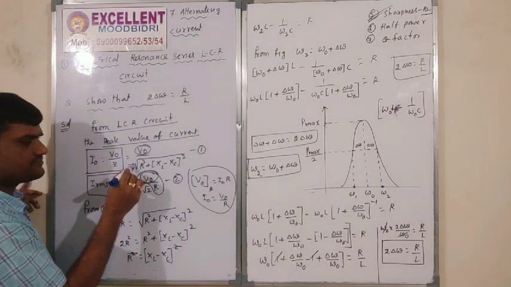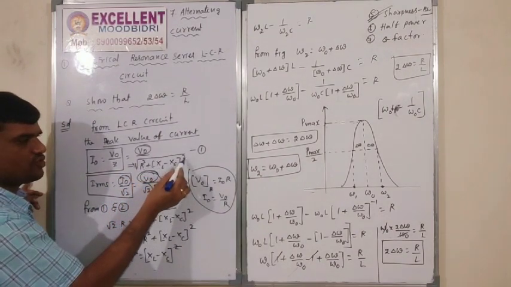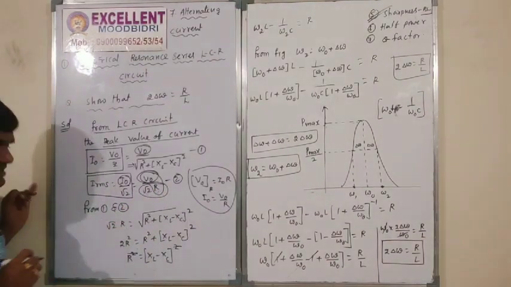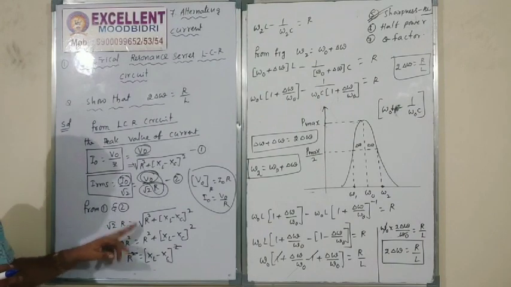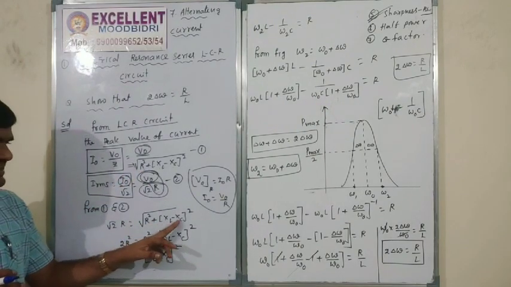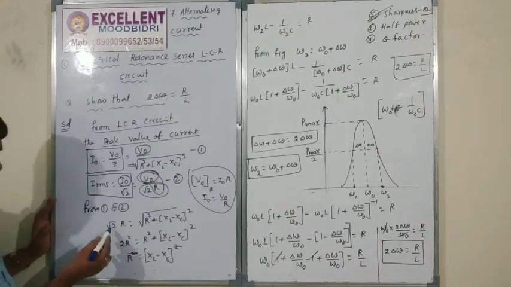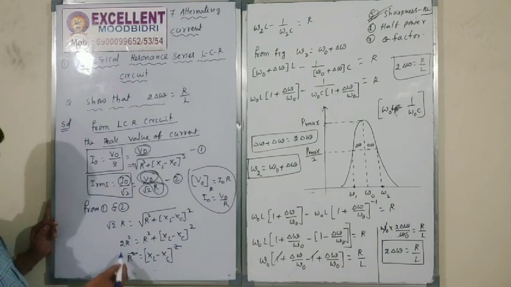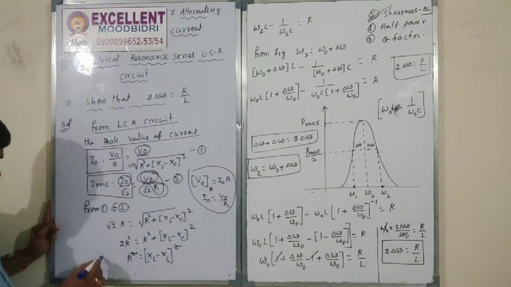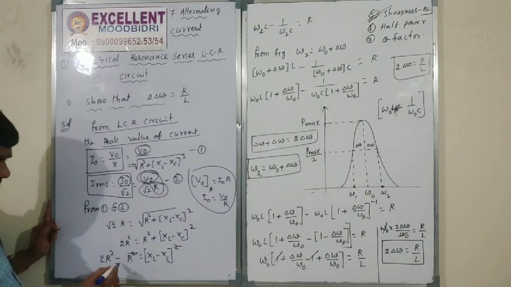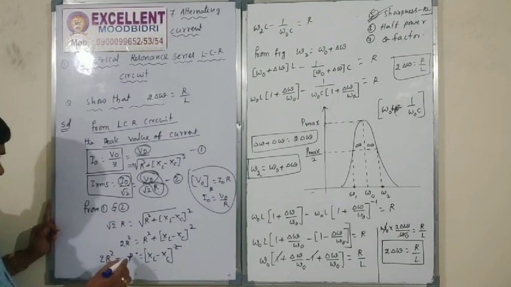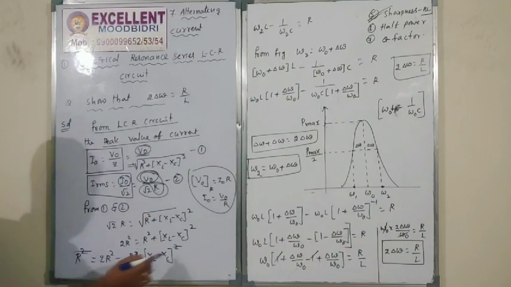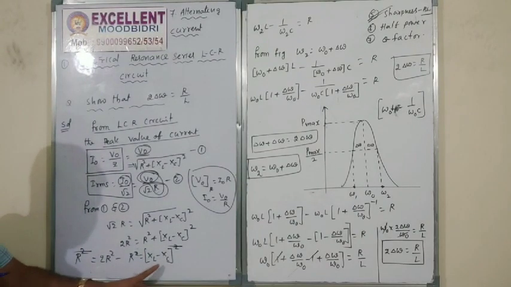Now the denominators: root over R square plus XL minus XC whole square is equal to root 2 into R. Squaring on both sides, 2 R square is equal to R square plus XL minus XC whole square. Transferring R square to this side, 2 R square minus R square is equal to R square. Therefore the square and root get cancelled, so R is equal to XL minus XC.